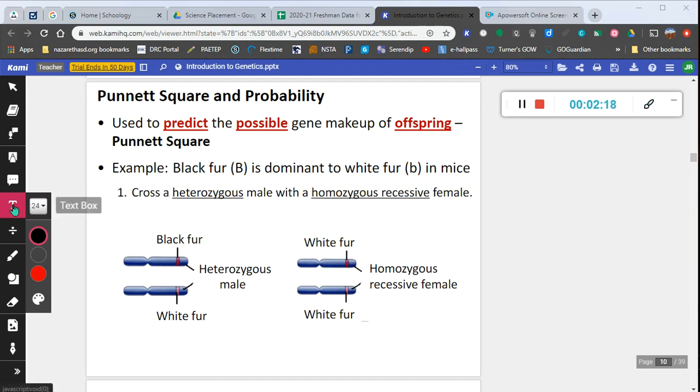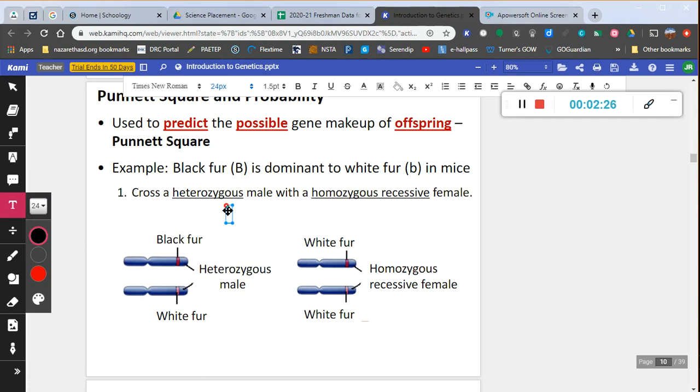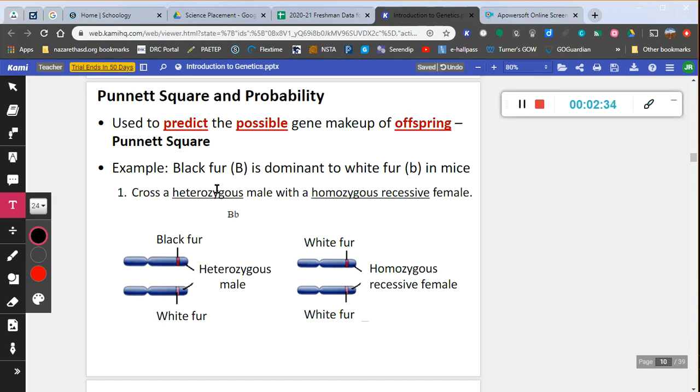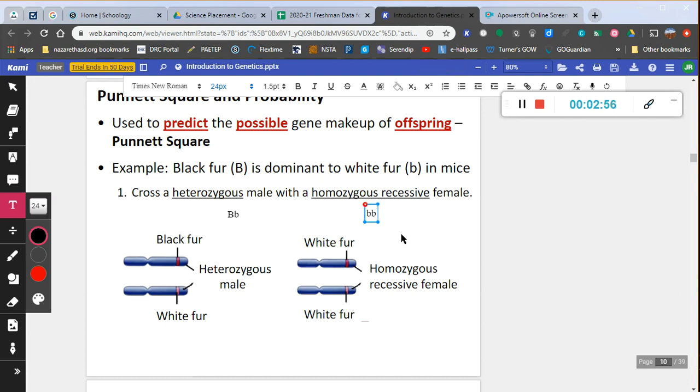Right away, when I see heterozygous, I think of the letter B, one of each. Heterozygous means having one of each. So right here, capital B, lowercase b, that would be a heterozygous male in this case. Homozygous recessive, again, homozygous meaning two of the same, recessive meaning two recessive alleles, or two lowercase letters. That would be my homozygous recessive female.